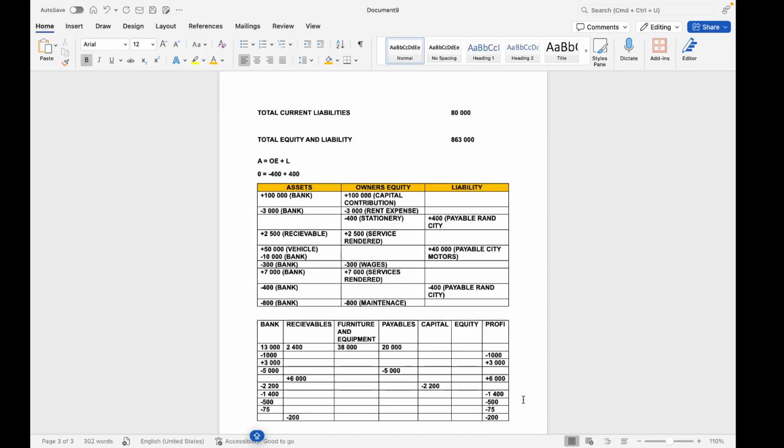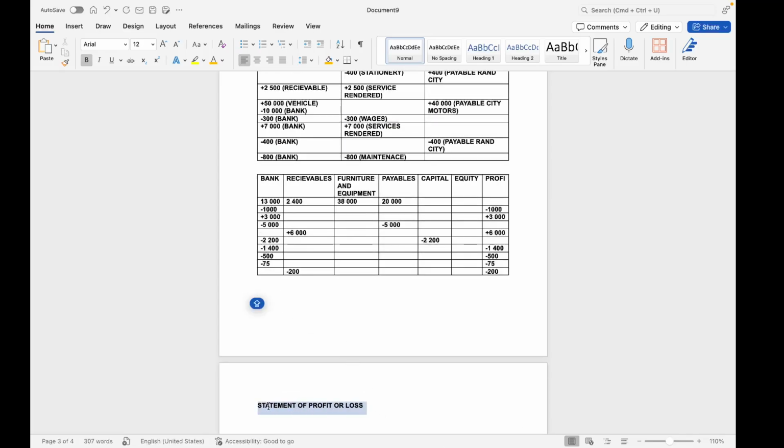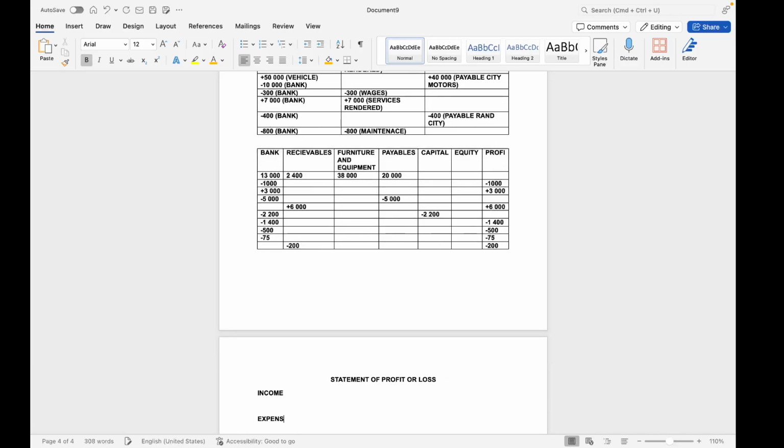Yes. Okay. Then when you do the accounting equation, our bank plus our receivable plus our furniture should give us our payables plus capital plus equity, or plus profit. So it should balance out, right? Fine. Now we can do the statement of what? We can do the statement of profit or loss, which is going to be like this. So now with the statement of profit or loss, we're going to come here and then we're going to do this. Again, it's going to be our income and our expenses.